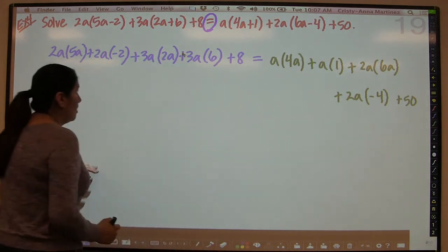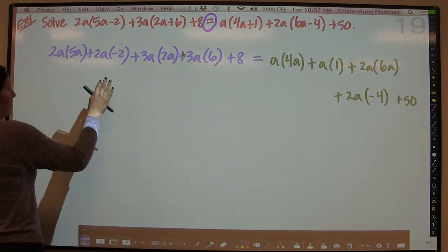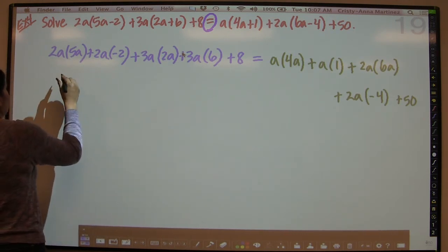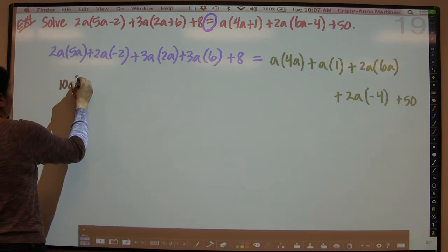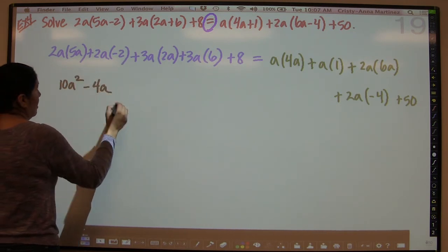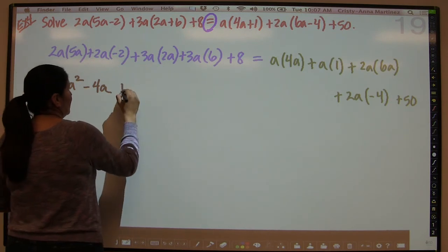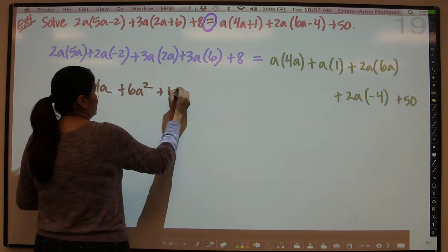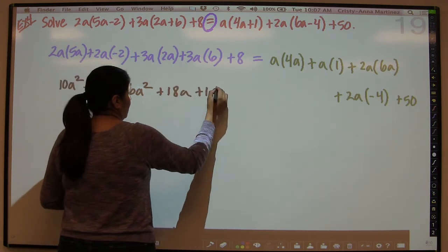But right now, when I deal with the left-hand side, all of these terms are going to be on the same side of the equal sign. So 2a times 5 is going to give me 10a squared. 2a times negative 2 is going to give me negative 4a. And then here we're going to get 3 times 2 is 6a squared. And then 3a times 6 is going to be plus 18a, and then plus 18.